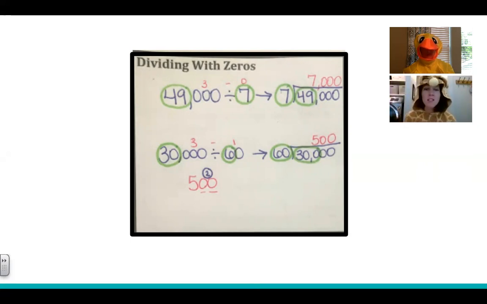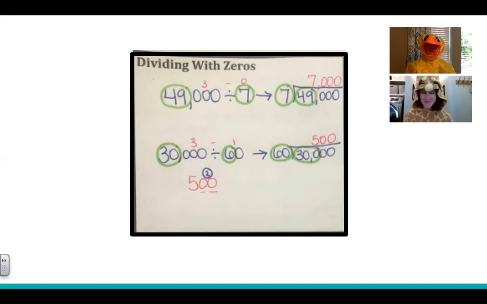So you're just dividing the numbers that are not zero. So we circled the 49 and the 7. So we know in our head 49 divided by 7 is 7. And then in the 49,000, there are 3 zeros, and in the 7, there are 0 zeros. So 3 zeros minus 0 zeros, that part's a little tricky, equals 3 zeros. So you just plug that in to the right of the 7 that we already wrote. And the quotient is 7,000.